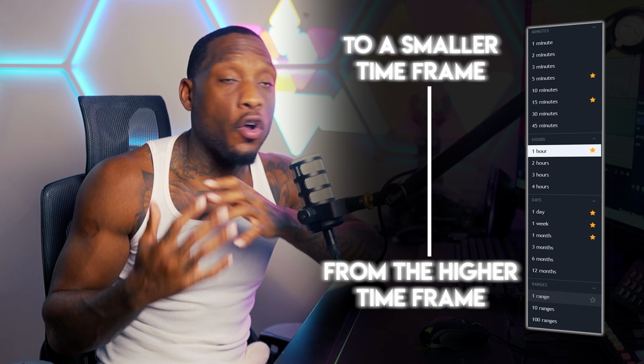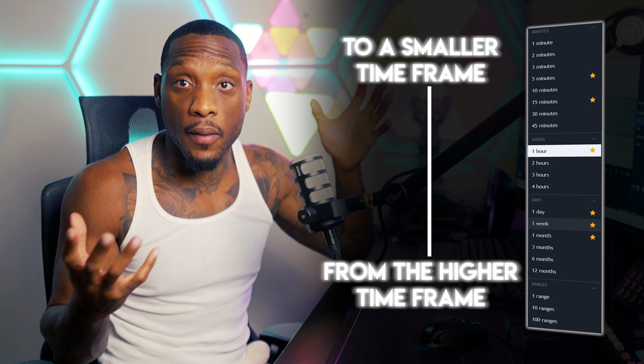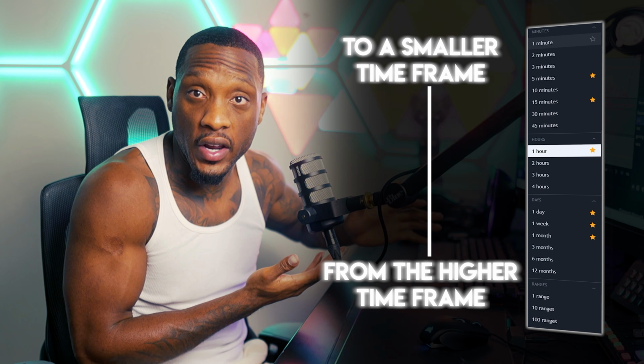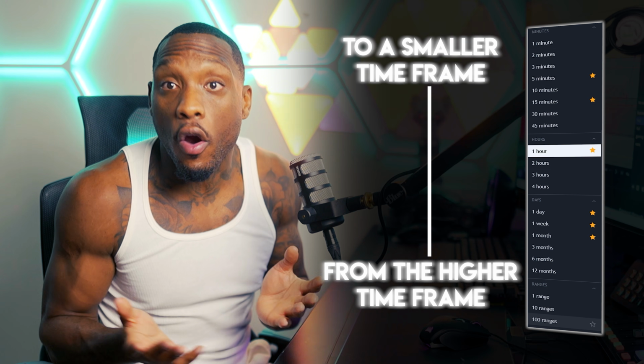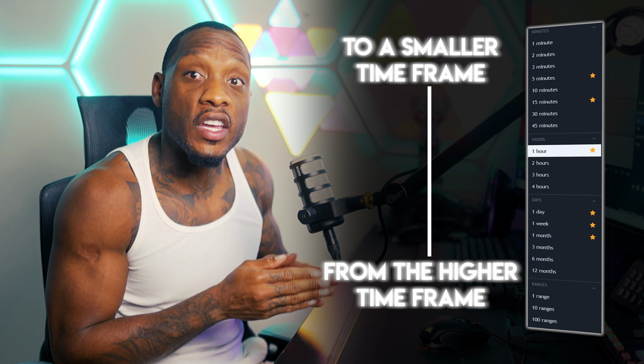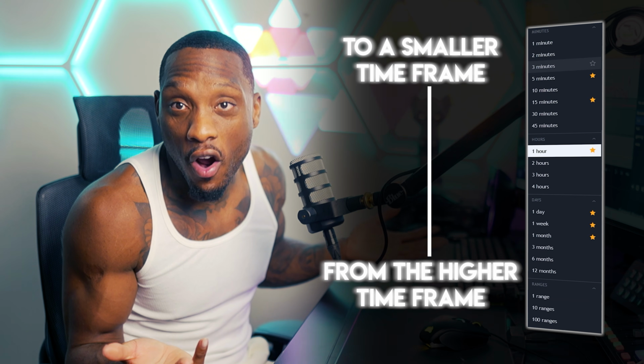Again, keep in mind the goal is to start from your higher time frame, which is gonna tell you the overall trend. Then you're gonna get to your analyzing time frames to where you can see where you are within the move. And then you're going to get to your entry time frame. This is where all the magic happens.